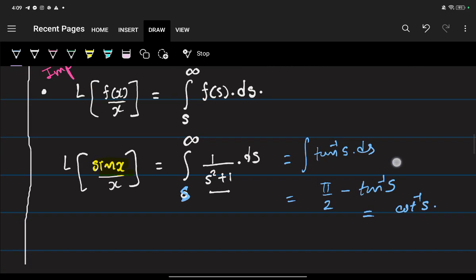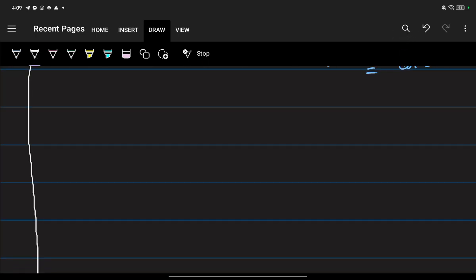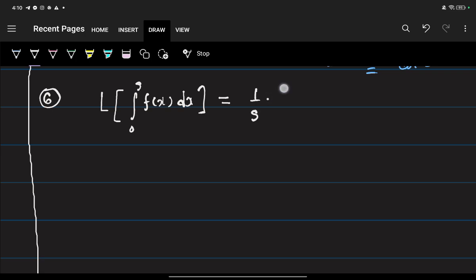Next property, 6.1: what is the Laplace transformation of the integral from 0 to x of f of t dt? That means, what's the Laplace transformation of an integration? It is simply 1 by s multiplied by the Laplace transformation of the function. This is the Laplace transformation, not the function. So for example, what's the Laplace transformation of sin t? We know that it is simply 1 by s square plus 1, right?